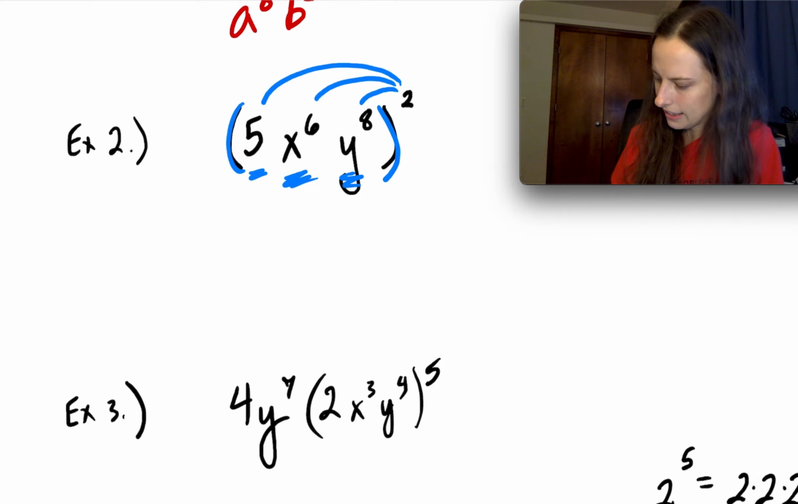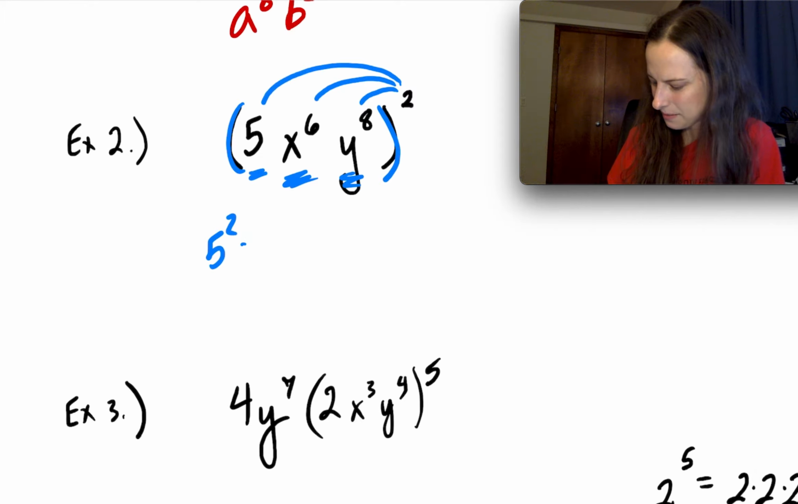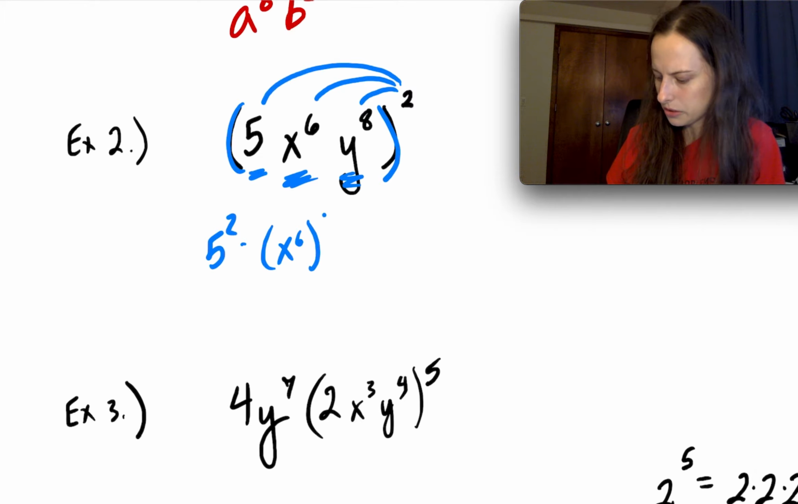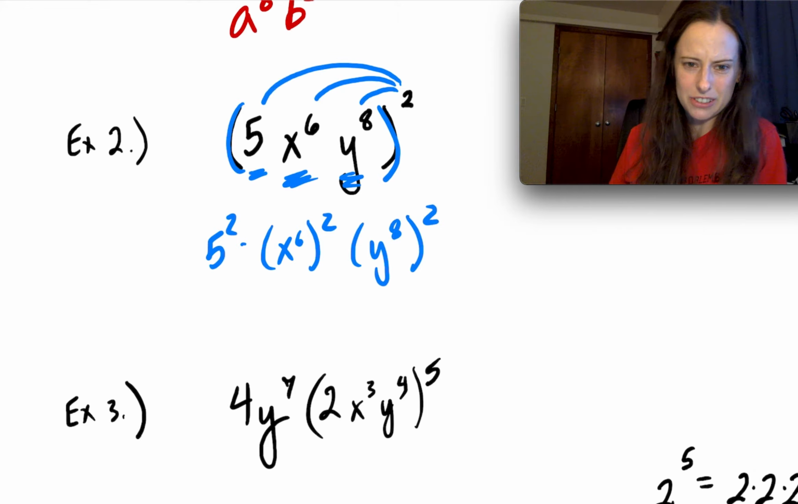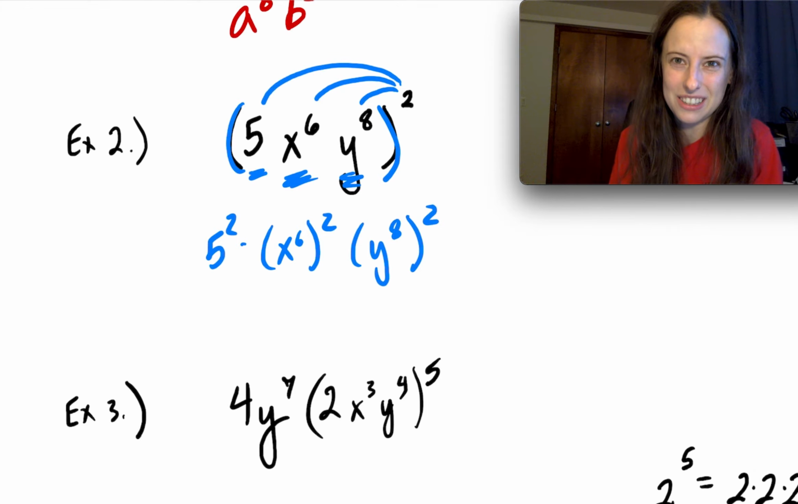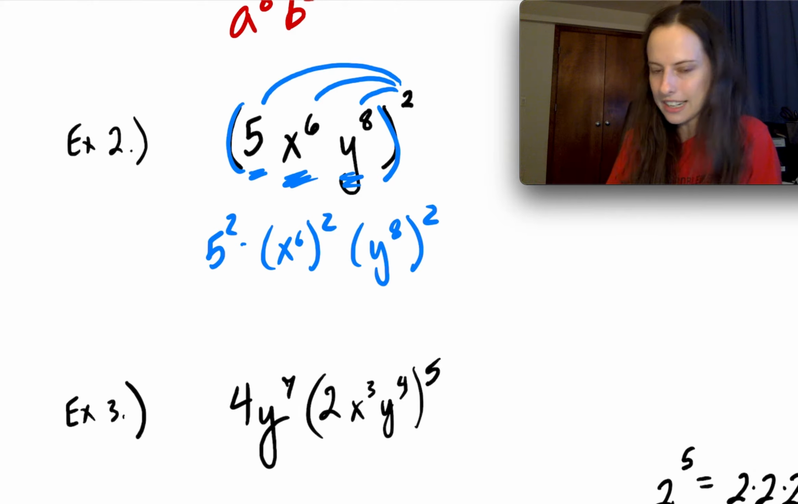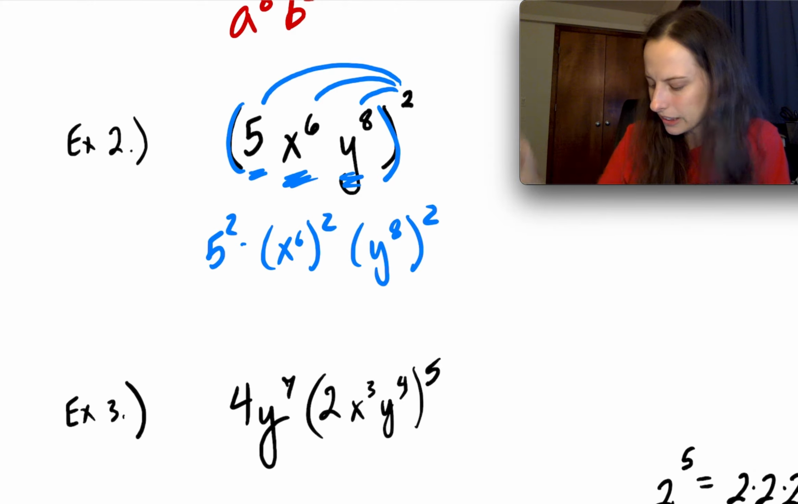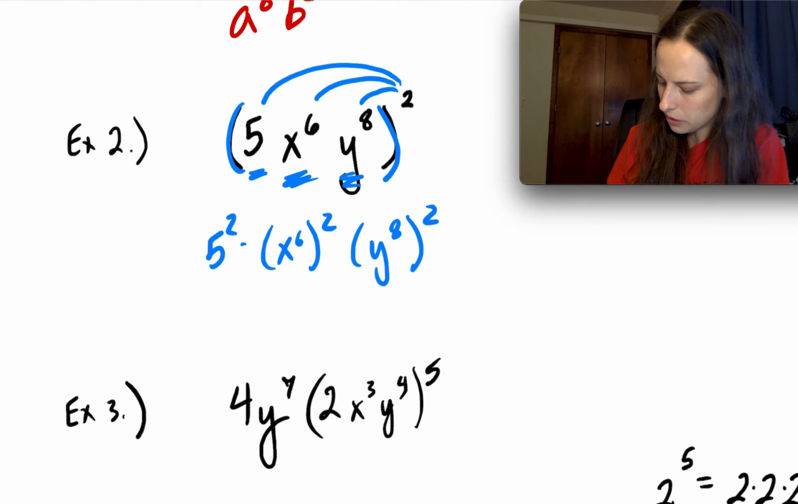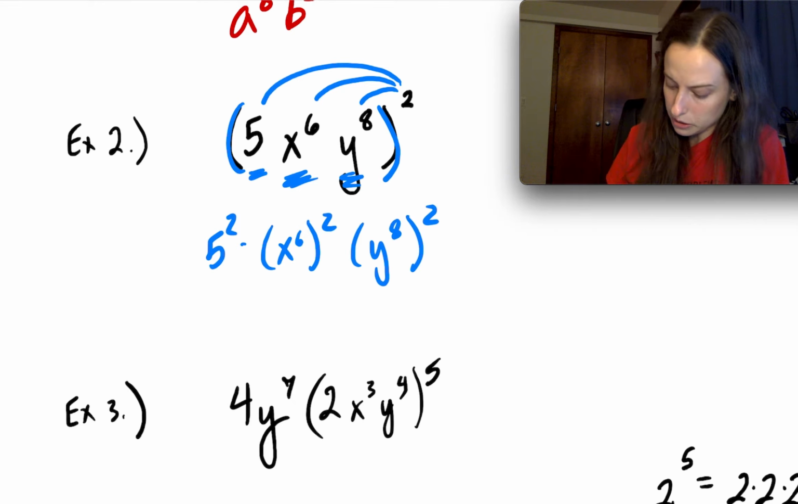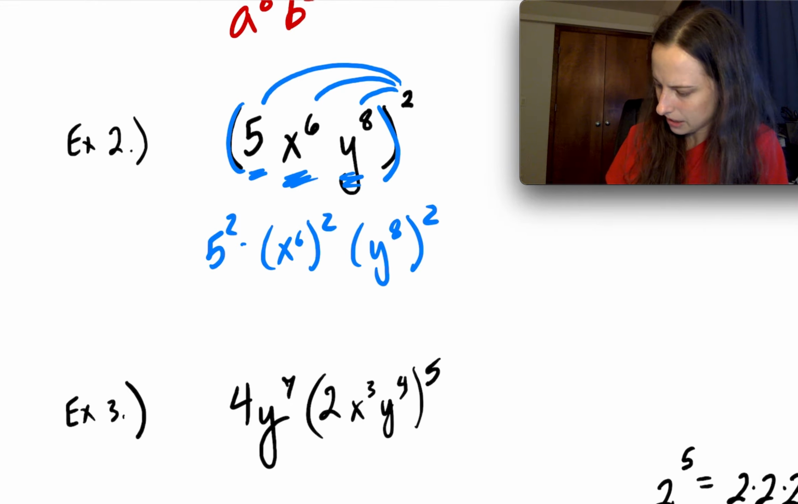So we could rewrite this as 5 squared times x to the 6th squared times y to the 8th squared. It's almost like 3 little mini problems all within this bigger problem. So now we can apply that power rule again, where we see something raised to a higher power, and our rule here is to multiply. So 5 squared is 25. That's 5 times 5. So our answer there, 25.